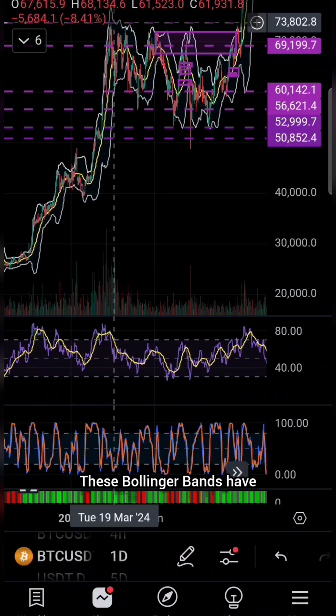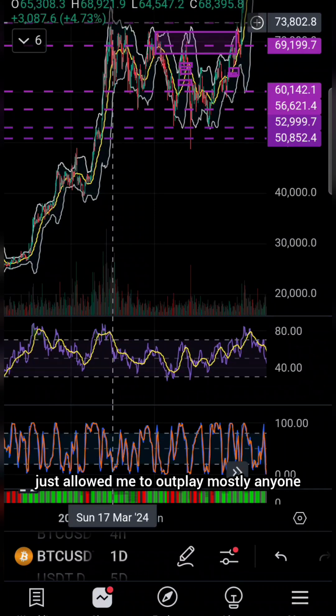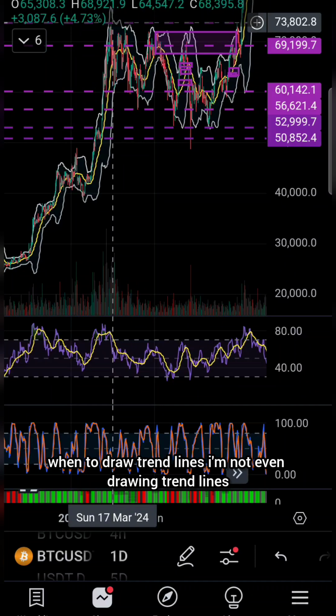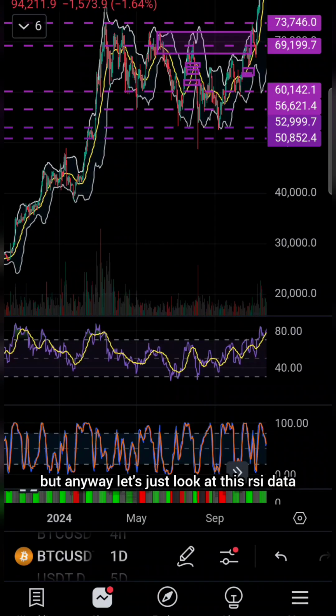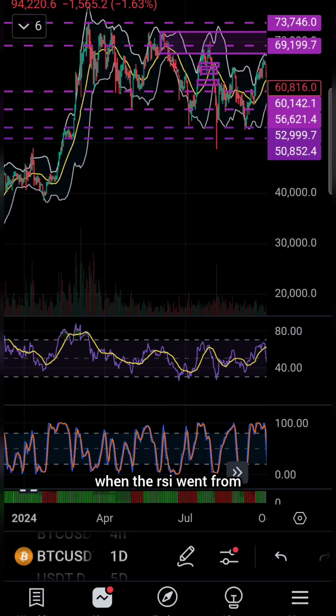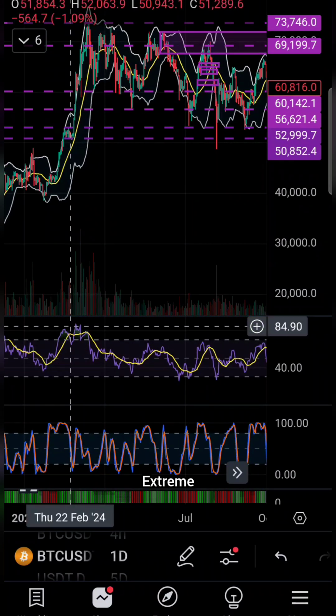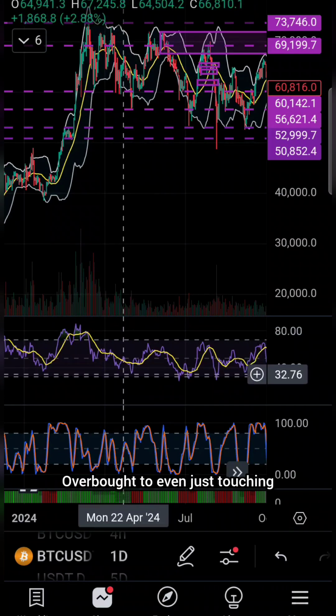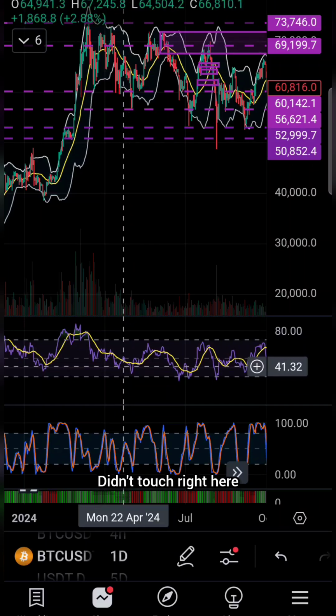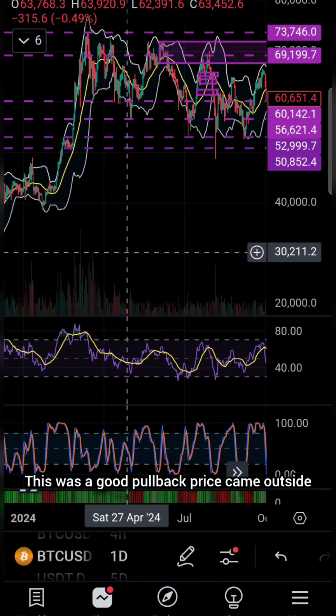These Bollinger Bands have just allowed me to outplay mostly anyone that calls themselves a serious day trader that I actually know who doesn't use the Bollinger Bands. Like, they never even know when to draw trend lines. I'm not even drawing trend lines if I don't see price pop out these bands. But anyway, let's just look at this RSI data real quick. Trying to see when the RSI went from extreme overbought to even just touching oversold at 30 value. It didn't touch right here. This was a good pullback. Price came outside the Bollinger Bands.